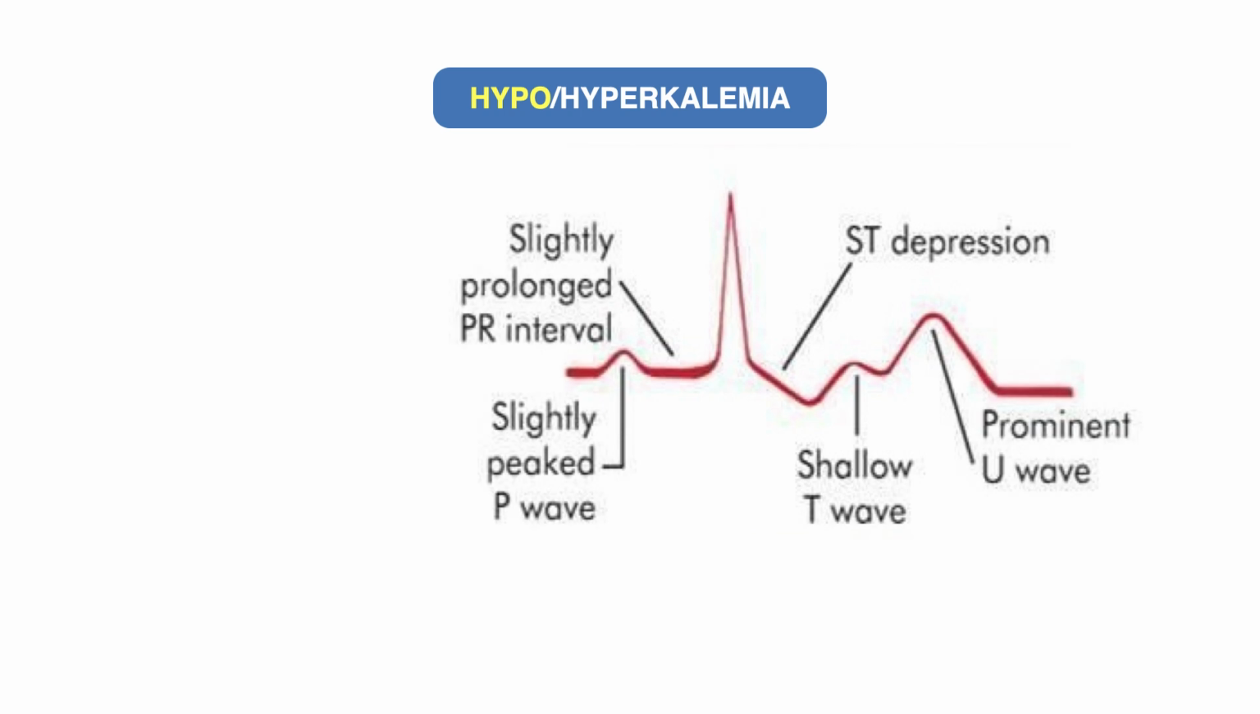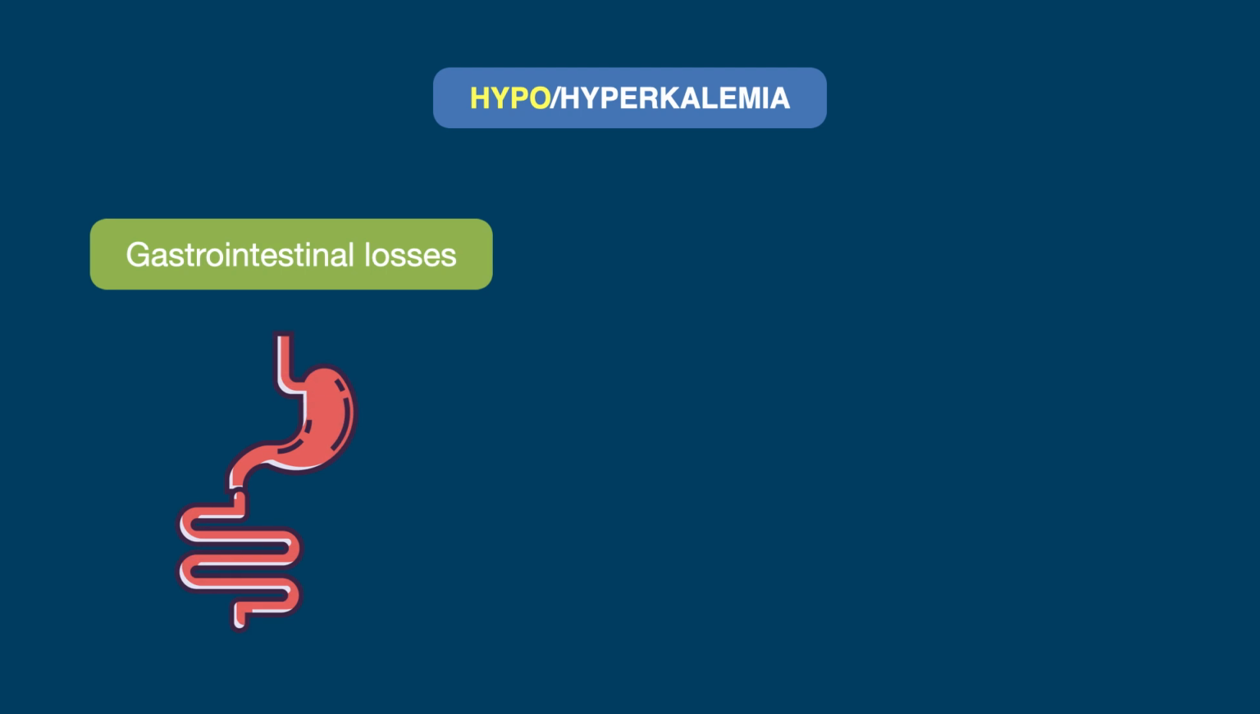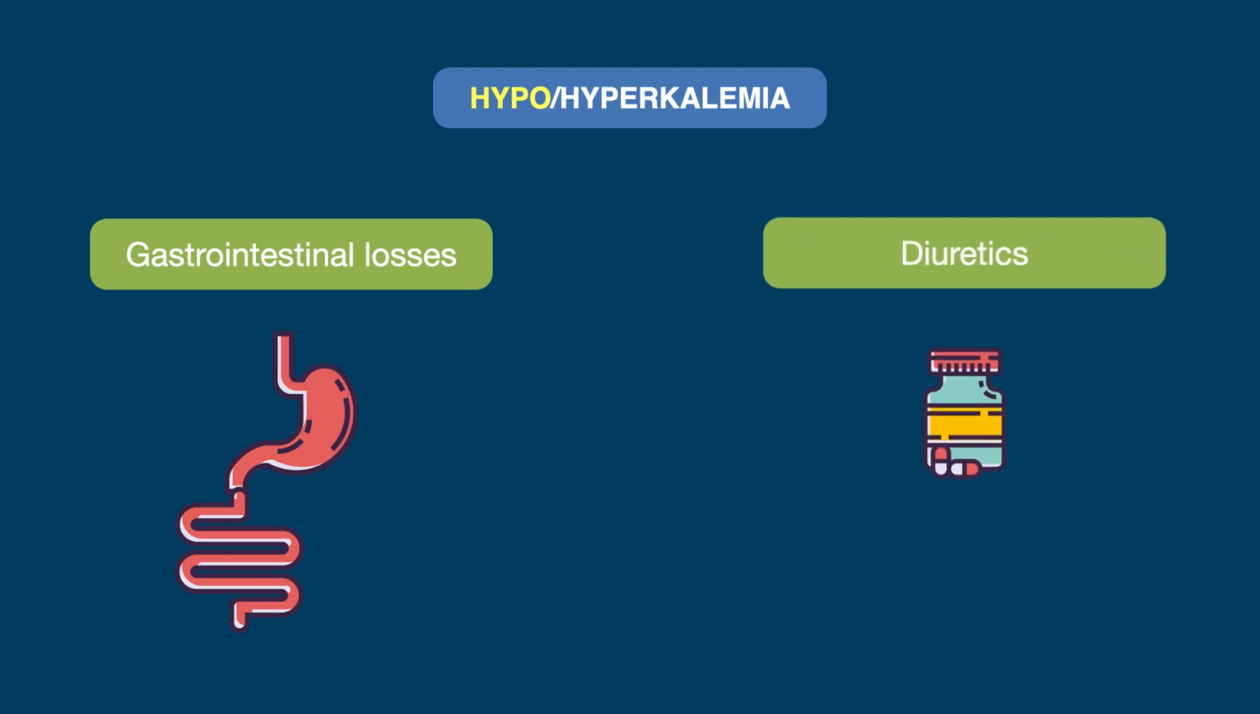Hypokalemia too can be life-threatening if not corrected fast. You would expect diffuse ST depression and prominent U waves on ECG. The causes of hypokalemia include excessive vomiting or diarrhea or the use of diuretics. Treatment may include a controlled but rapid infusion of potassium.